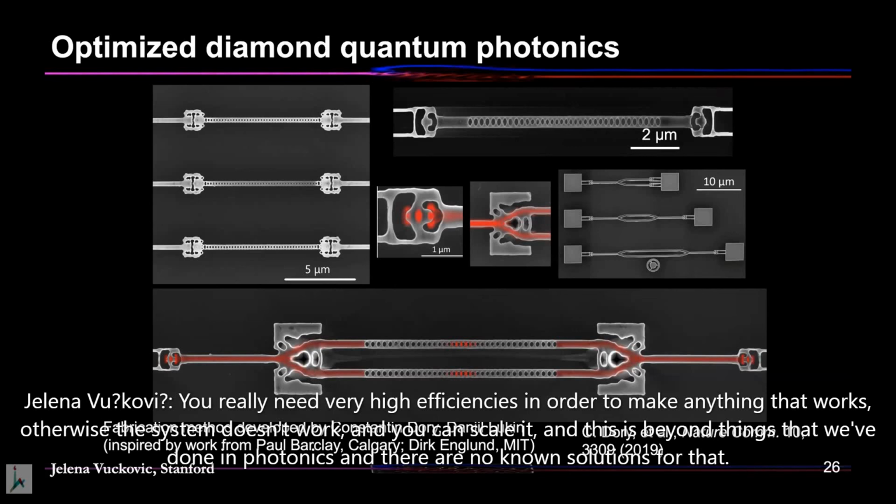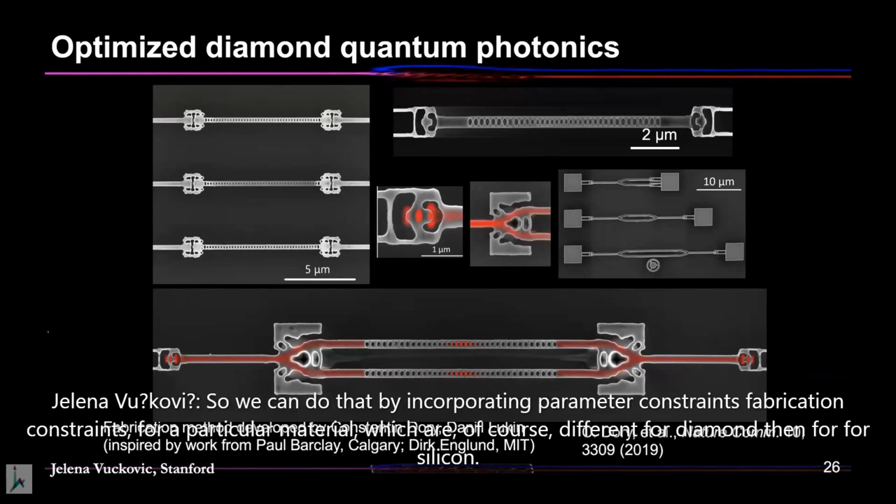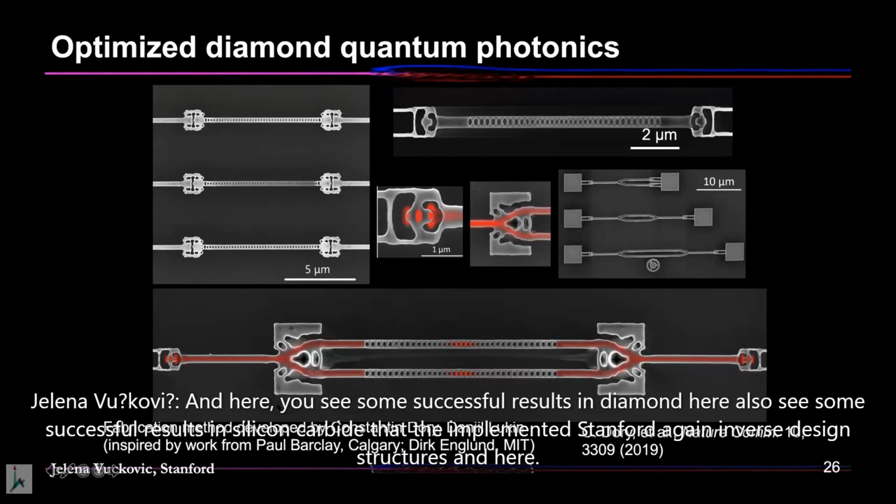Otherwise, the system doesn't work and you can't scale it. And this is beyond things that we've done in photonics, and there are no known solutions for that. So we can do that by incorporating parameter constraints, fabrication constraints for a particular material, which are of course different for diamond than for silicon. And here you see some successful results in diamond.